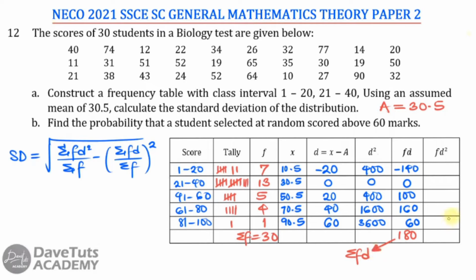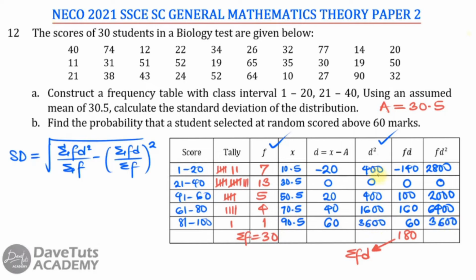Then we need to also look at F, the frequency, multiplied by the square of D. So we can take those two columns. 7 times 400, that is 2,800. 30 times 0 is 0. 5 times 400, that will be 2,000. Then 4 times 16, 4 and 16 is like 8 and 8, that is 6,400. Then 1 times 3,006, that is 3,600.